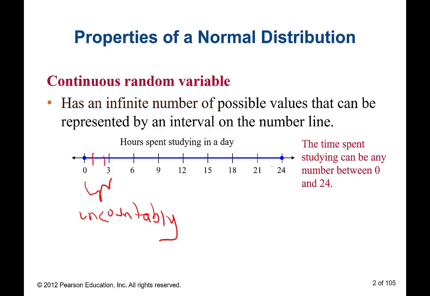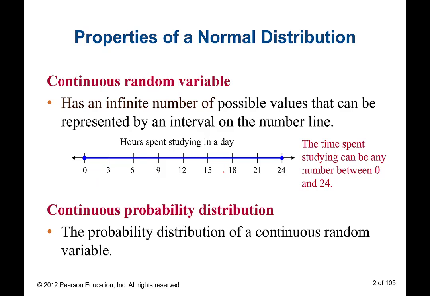The way to understand what uncountable means is you can pick any two numbers as close as you want to put them together, and I can always find another number that's in between them. So there's no way to count up all the possible values. There's an infinite number of possible values that x could take in any specific interval that you pick, no matter where it is along this line. Now, the continuous probability distribution is just a probability distribution of a continuous random variable.